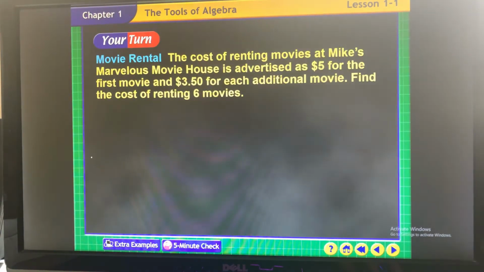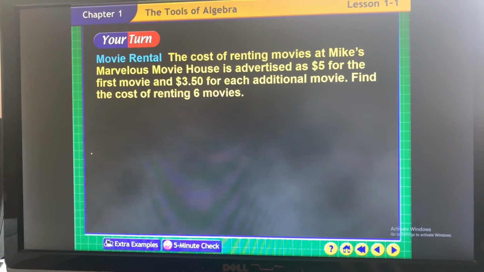Let's try another one. The cost of renting movies at Mike's Marvelous Movie House is advertised as $5 for the first movie and $3.50 for each additional movie. Find the cost of renting 6 movies. So pause it here and try to figure it out.